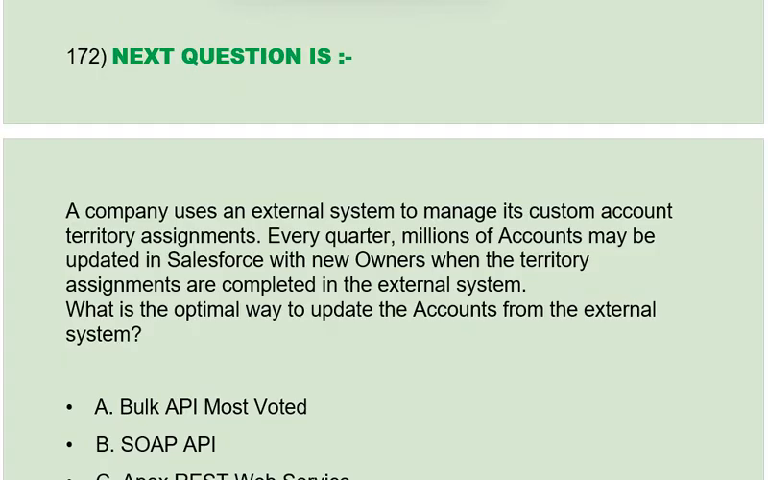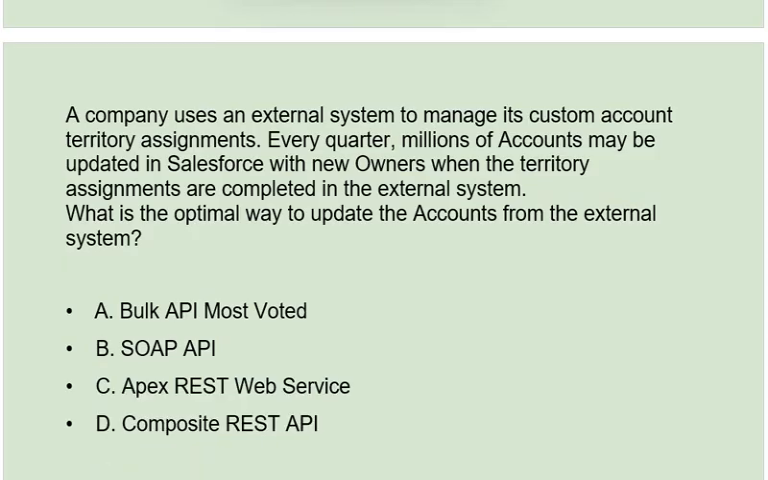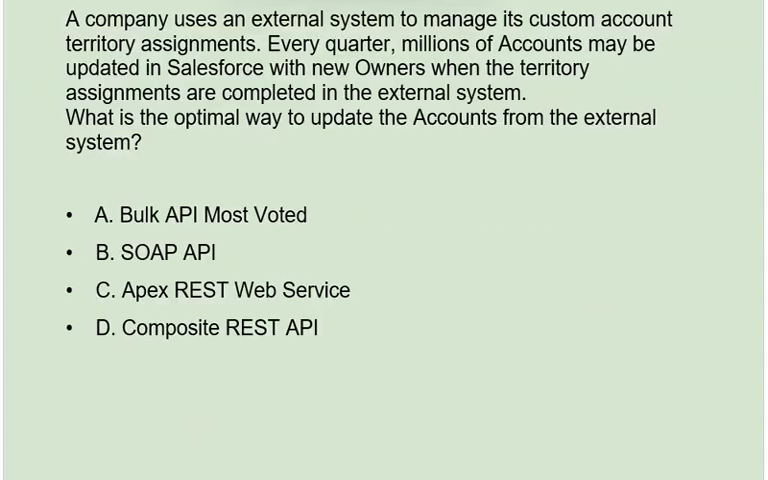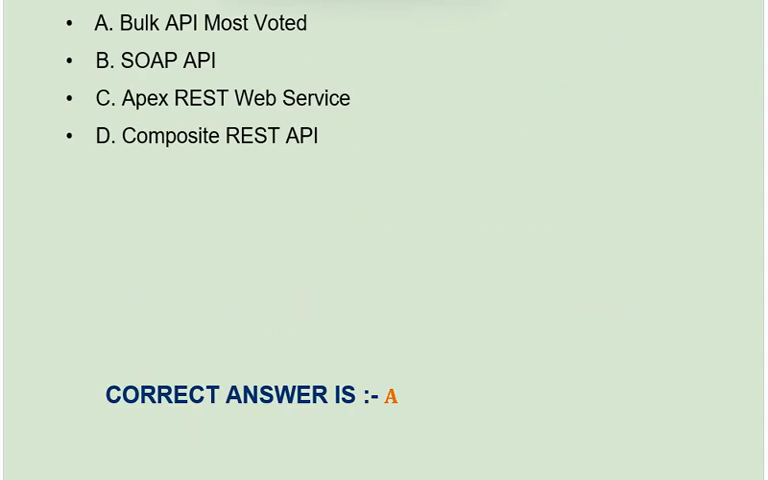Question is, a company uses an external system to manage its custom account territory assignments. Every quarter, millions of accounts may be updated in Salesforce with new owners when the territory assignments are completed in the external system. What is the optimal way to update the accounts from the external system? Option A, Bulk API. Option B, SOAP API. Option C, Apex REST Wave Service. Option D, Composite REST API. Correct answer is option A.